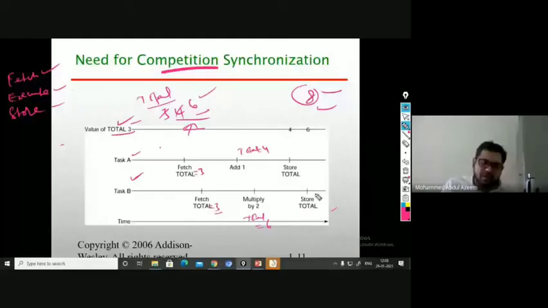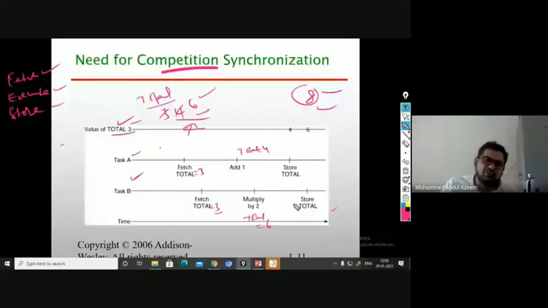So the result happens in a different way. Let us say the store of task A is done before task B. This is what the result is. If the store of task B happened before task A, then what will be the result? The result will be different.